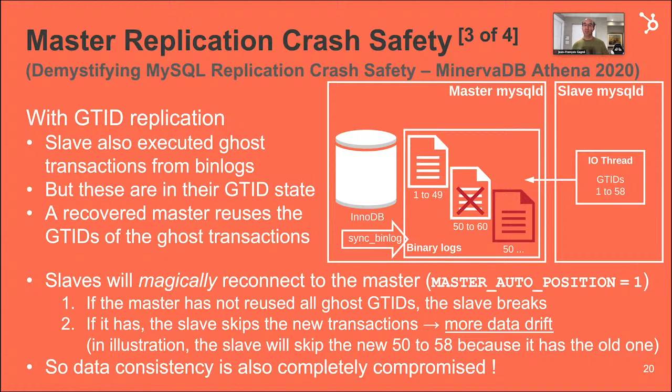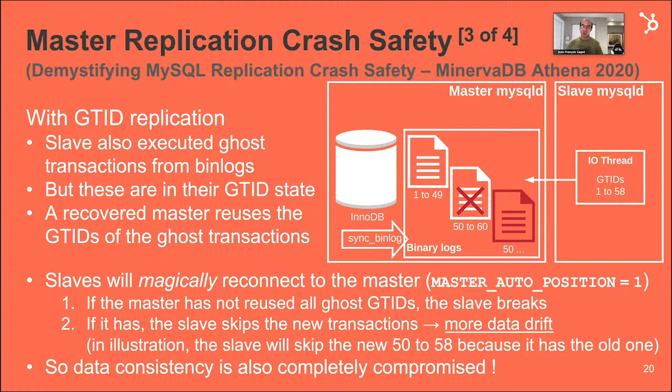Because the master will reuse GTIDs after a crash, like it reuses the binary log, the master doesn't know that those GTIDs were allocated. So it will reuse them. But the slave has seen those. The slave, in this case, has seen 50 to 58. So if the slave reconnects before the master has reused 50 to 58, replication will break, as the slave will have more data than the master.